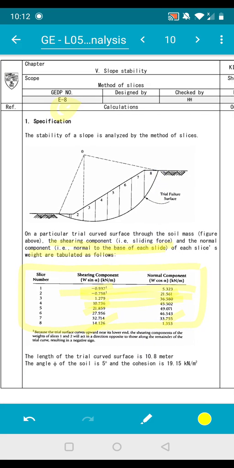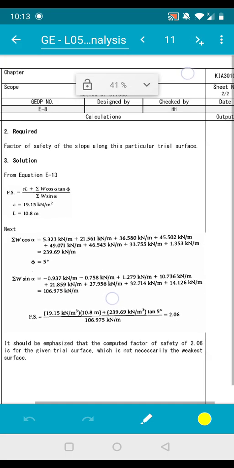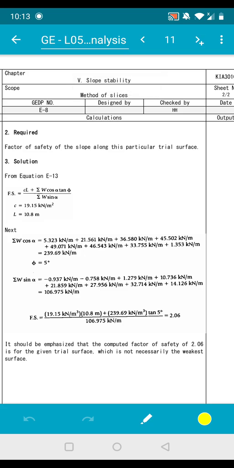Now, the length of the trial curved surface is 10.8 meters. So this is 10.8 meters. The angle of friction of the soil is 5 degrees, and the cohesion is given as 19.15 kN per meter square. So what is required? The factor of safety of the slope along this particular trial surface.